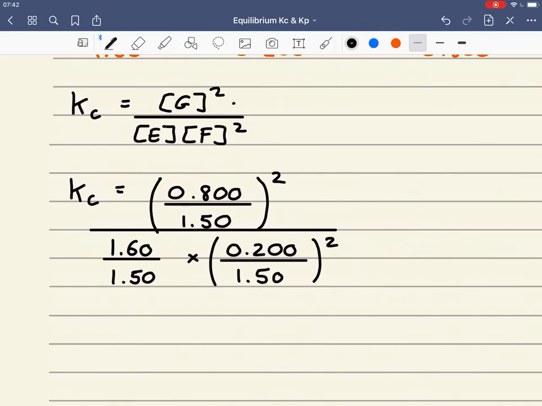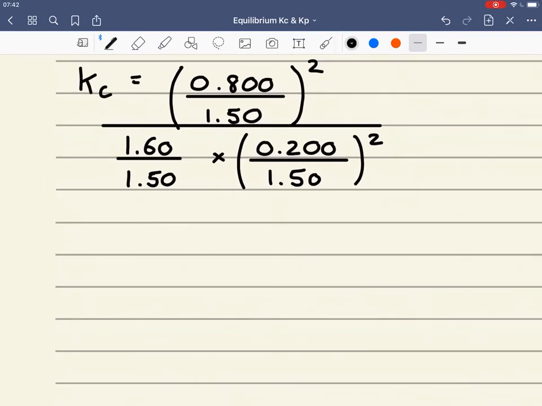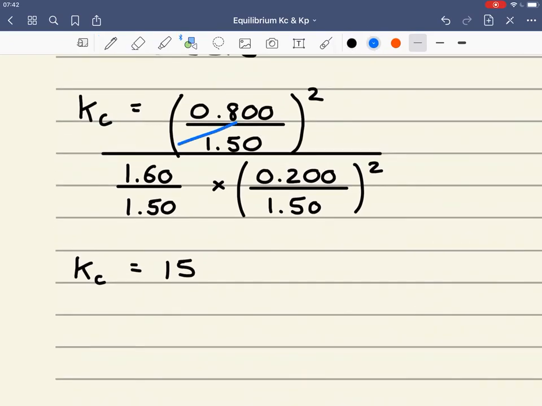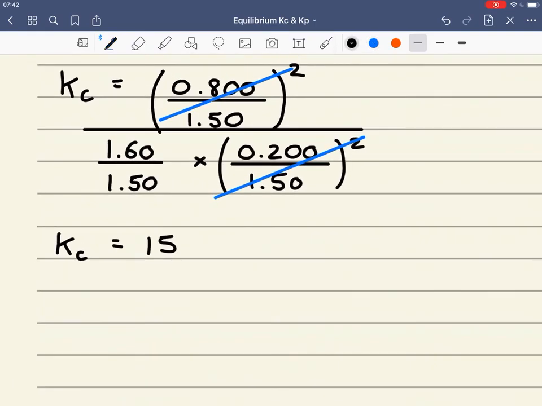And when you work all that out, you should get a Kc value of 15. The units, well, you've got moles per decimetre squared, cancel with moles per decimetre squared. So again, the units are 1 over moles per decimetre, which is moles minus 1 decimetres cubed. And that is your answer.